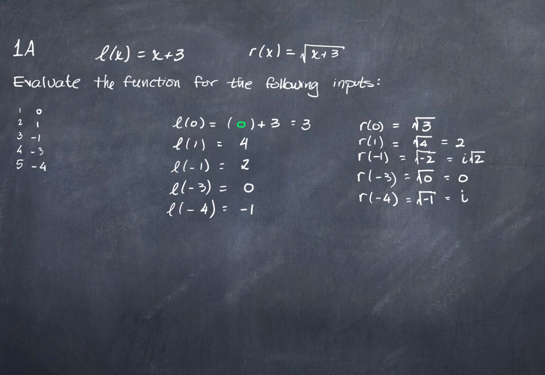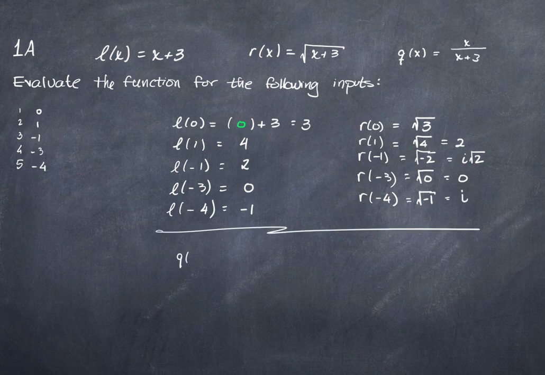We're going to take a look at another function now, q of x, and we're going to do the same thing again. Q of x is x over x plus 3. We'll do this one down here. I'd like you to find q of 0, q of 1, q of -1, q of -3, and q of -4. Go ahead and pause the video and work out what these values are.